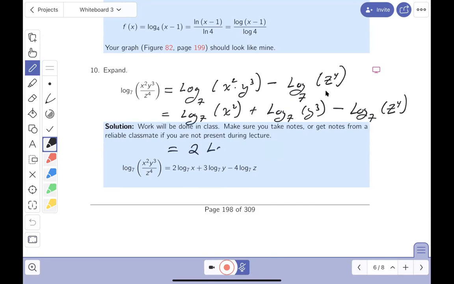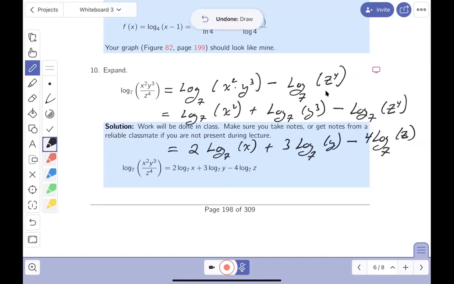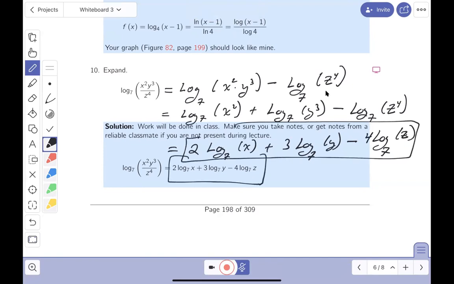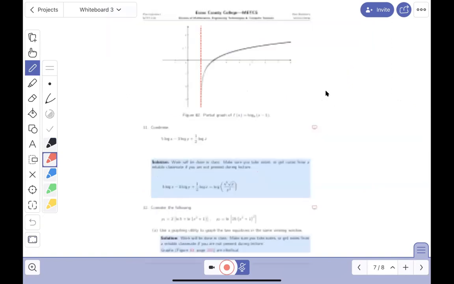2 log base 7 of x plus 3 log base 7 of y minus 4 log base 7 of z. I did it again, I got z in my mind. This is the most expansion I can do right over here. Is it the same as they have over here? Well, let's just check it. I'm seeing 2 log base 7 x, 3 log base 7 y, minus 4 log base 7 z. Not bad. Let's go to the next one.